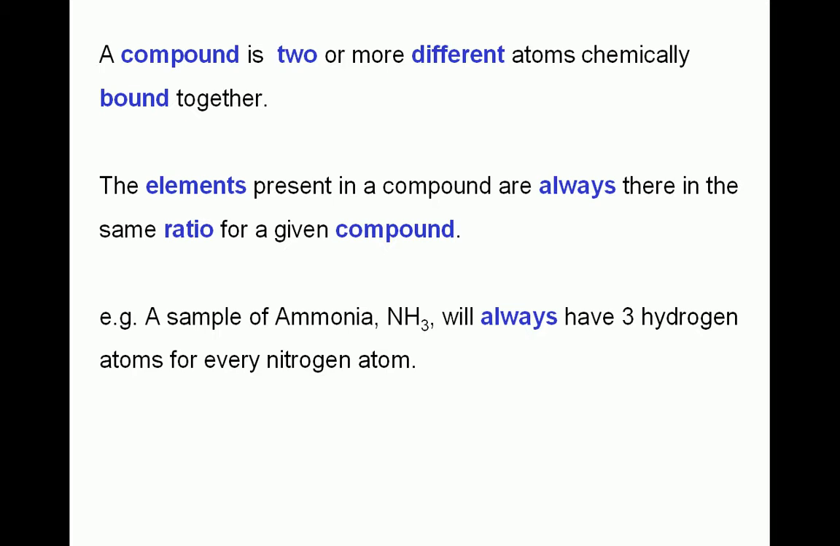So the elements that are present in a compound are always there in the same ratio for a given compound. For example, a sample of ammonia, which has the formula NH3, and we'll talk a little more about formulas later, will always have 3 hydrogen atoms for every nitrogen atom. Always. If it doesn't have that ratio of nitrogen to hydrogen, then it's not ammonia. So the elements present in a compound are always there in the same ratio for a given compound.